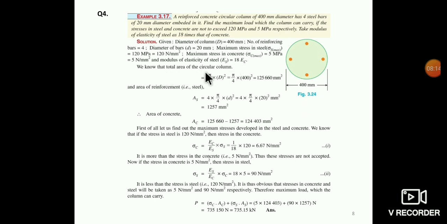We know that the total area of the circular column, the formula, A is equal to pi by 4 D square. Diameter is 400, so pi by 4 into 400 square. So it becomes 125660 mm square.